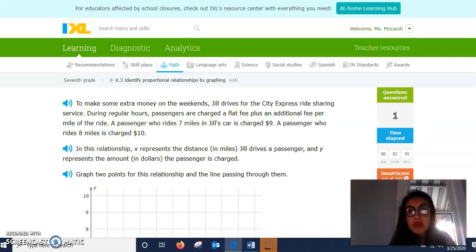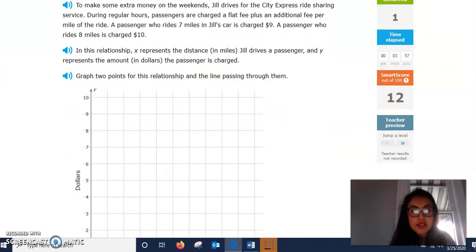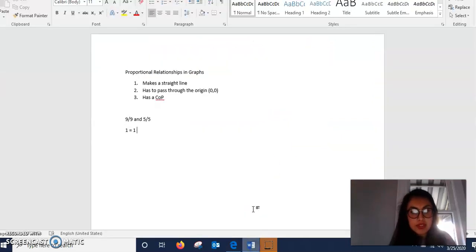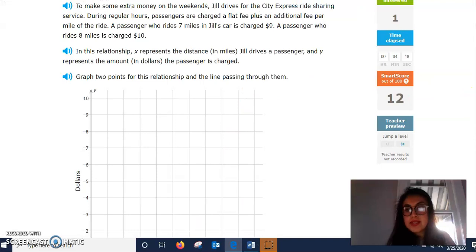So again, I'm going to go back to my key points that are very important. Let me erase this part because we're not going to use this. So we know that proportional relationships in graphs make a straight line, have to pass through the origin 0, 0, and have a COP, or a constant of proportionality. Okay, so now let's go to the next example.